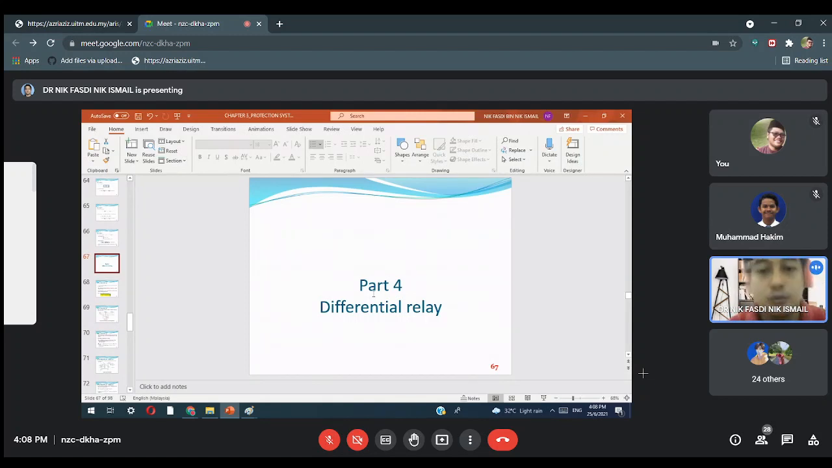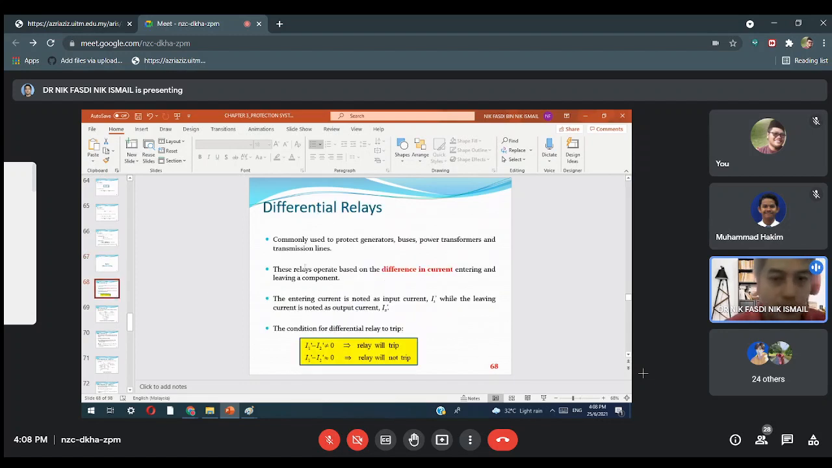Right. So what is the differential relay? As the name says, differential means difference in terms of current or voltage. There is a voltage differential relay and a current differential relay. A current differential relay means that the relay operates based on the difference between the currents, current 1 and current 2 for example. If it is a voltage differential relay, it is based on the voltage. But we are more focused on the current. Okay, commonly used to protect generator, bus, power transformer and transmission line.